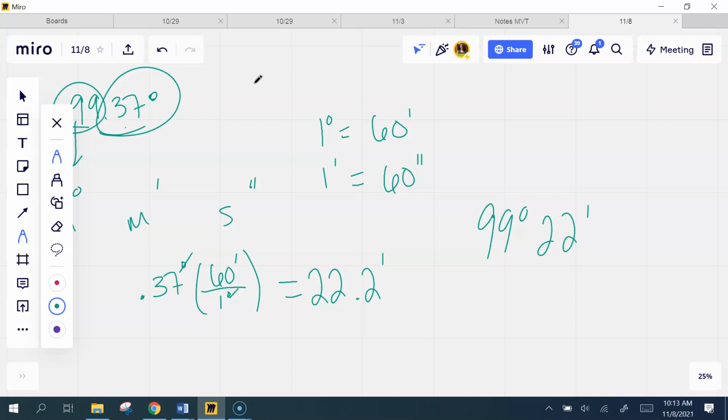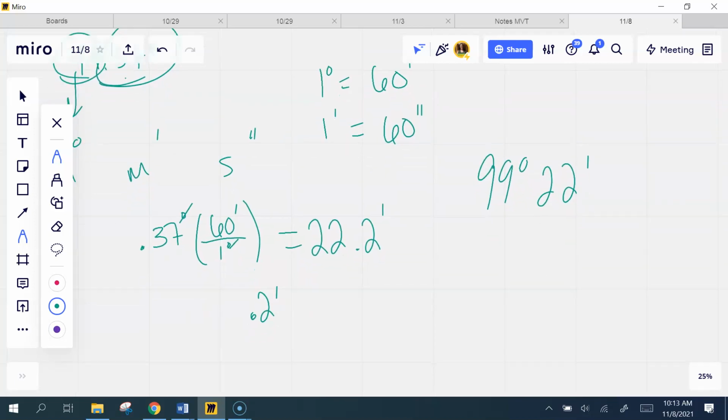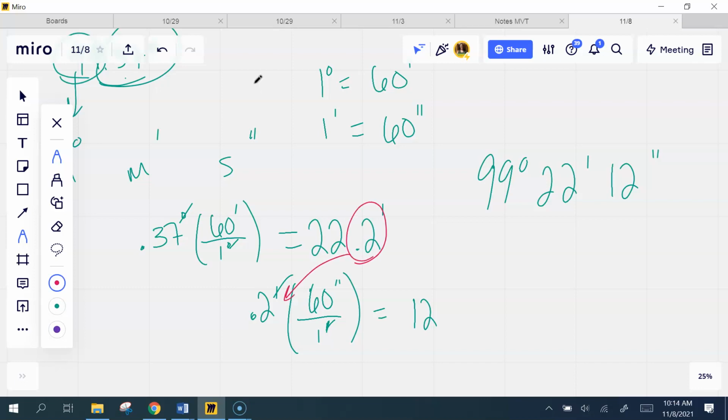If I take 22 minutes off of that, it leaves me 0.2 minutes, and now I need to know how many seconds is 0.2 minutes. So again, I'm going to multiply. How many seconds are in 1 minute? So I put the 1 minute on the bottom. 60 seconds. So essentially what you're doing is multiplying by 60 every time. And then what's 0.2 times 60? So it's 99 degrees, 22 minutes, and 12 seconds. Does that make sense? Keep taking the whole number off and multiplying by 60. This is the decimal that's left over each time.